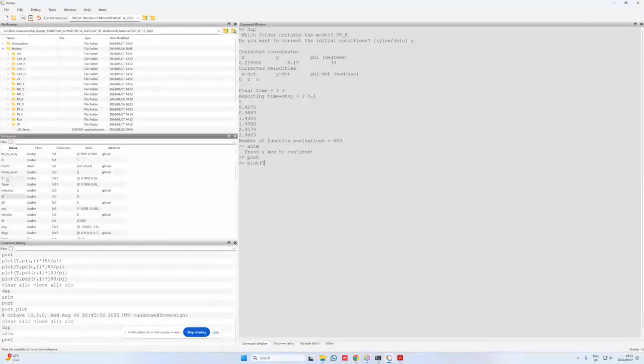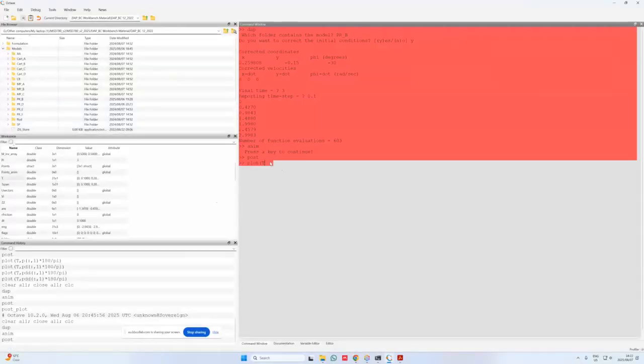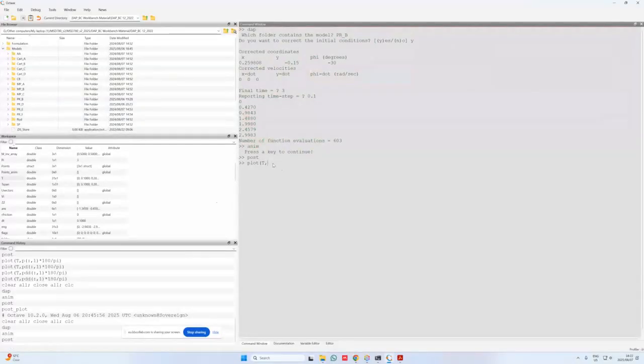If I scroll down, you'll see over here in the workspace, I have t. It's a 31 by 1 dimension, so a number of time steps by 1. Previously, I said it was 30 by 1, but it's actually 31. You have to compensate for the first time step as well, or the initial time as well. So it's actually 31 by 1, but that is the number of time steps that I have.